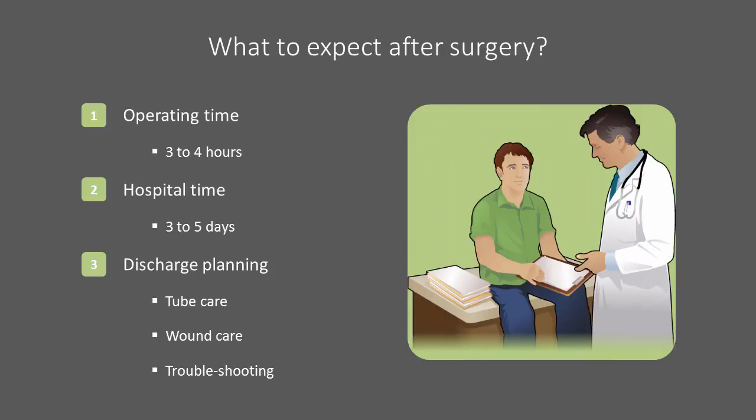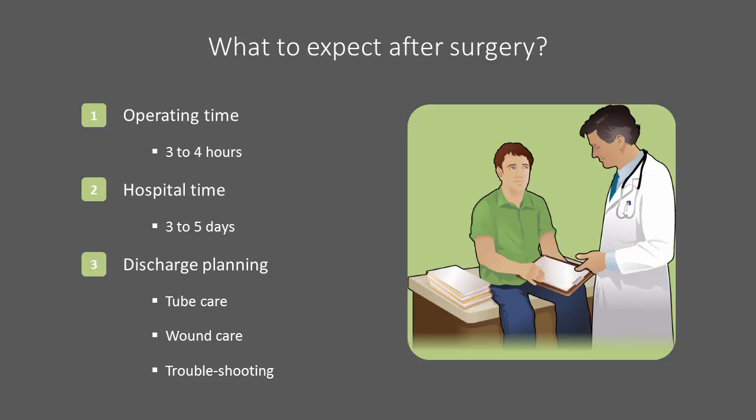Typically, urethral reconstructions require 2 to 4 hours of operating time depending on the length of the stricture and the complexity of the surgery. Most patients will wake from surgery with a tube or catheter in the penis, a drain near the incision, and possibly a suprapubic tube as described previously. The drain will be removed during your 3 to 5 day hospital stay.